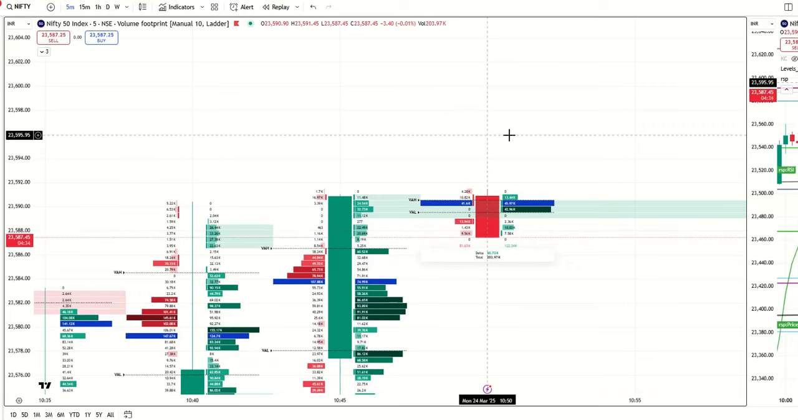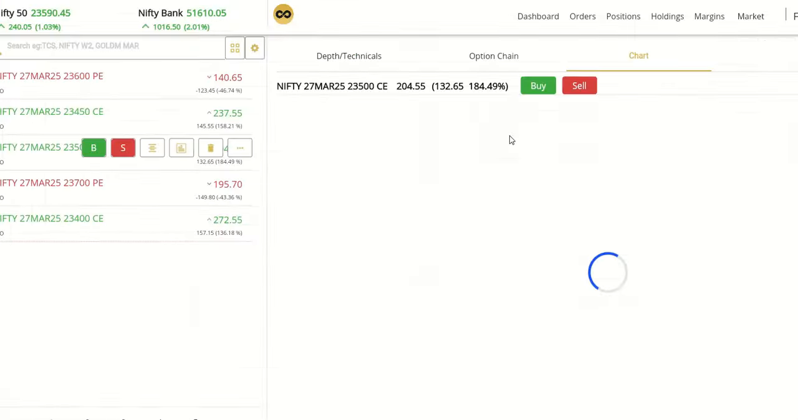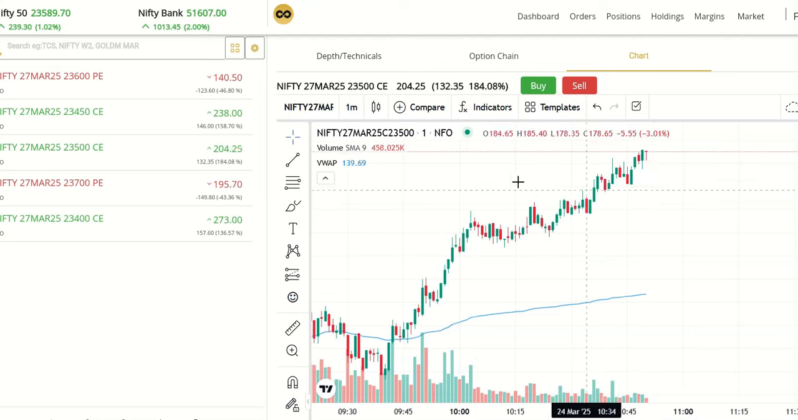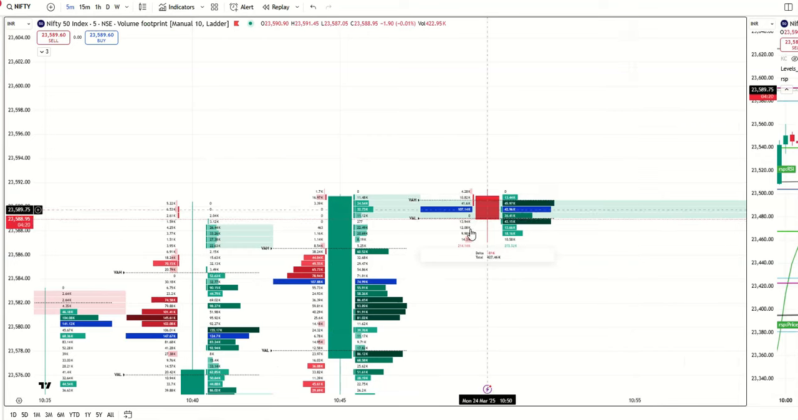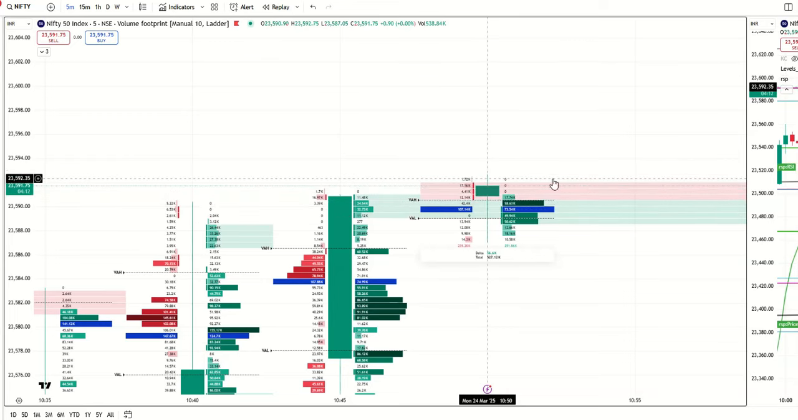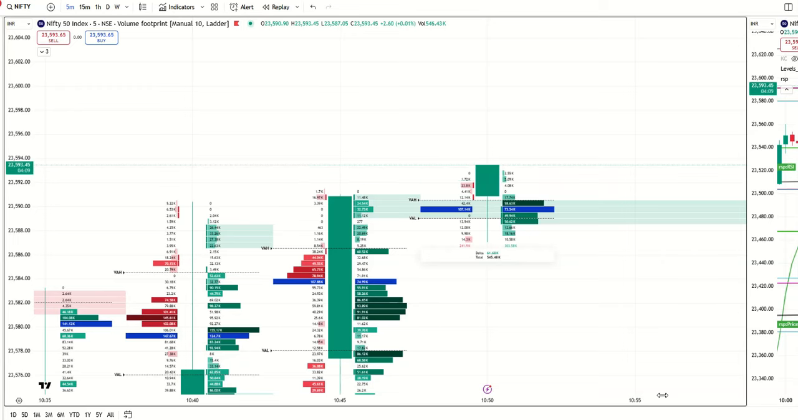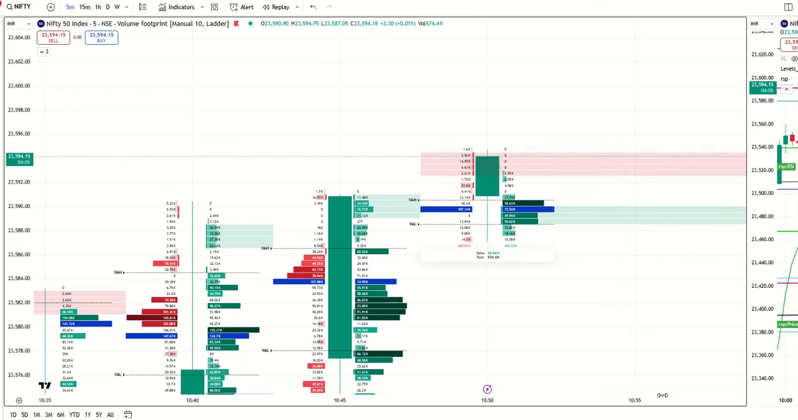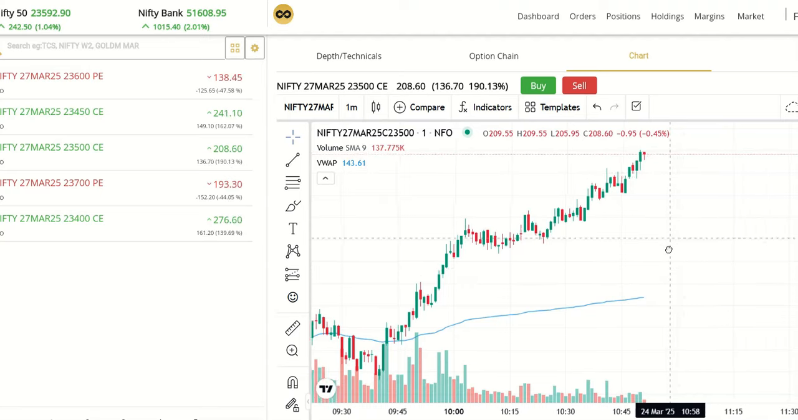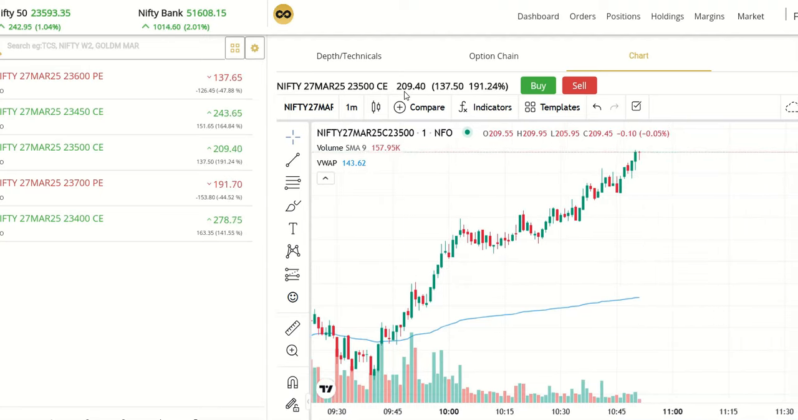So let me see if I can take you to 23,500 CE. What's the price? 23,500 CE is currently trading at 200, 203, 204 level, right? So they should take the price up and give some reasonable upside. That's the expectation. Now already 209, 208, right? So this keeps going up already.